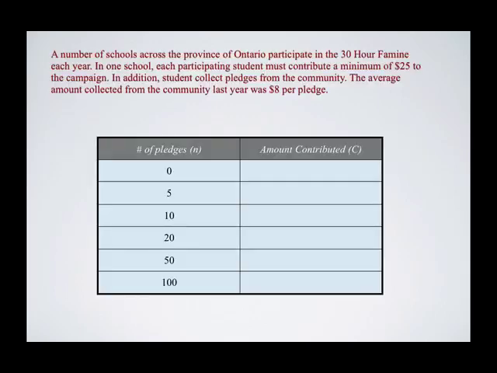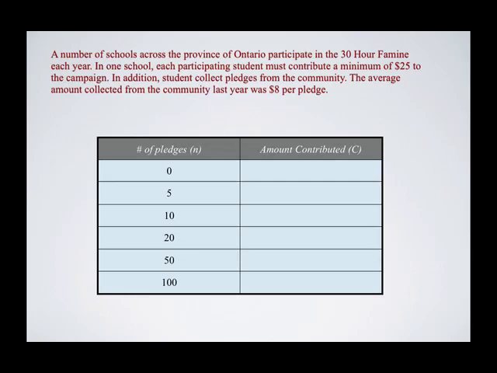A number of schools across the province of Ontario participate in the 30-hour famine each year. In one school, each participating student must contribute a minimum of $25 to the campaign. In addition, students collect pledges from the community. The average amount collected from the community last year was $8 per pledge.